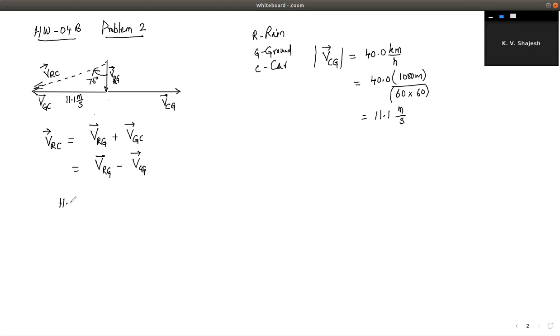So we learn from this right triangle that the magnitude of the velocity of the rain with respect to ground satisfies the following equation. This is magnitude, and that's tangent of 76. That's coming from this right triangle here, and that immediately implies that the velocity of the rain with respect to ground would be 11.1 divided by tangent 76, and that's 2.77 meters per second.